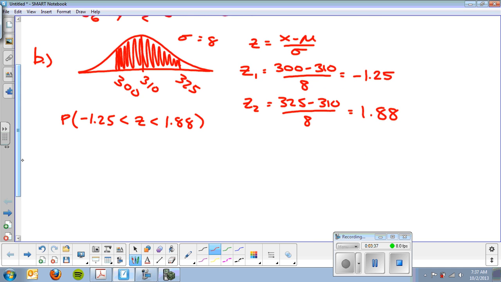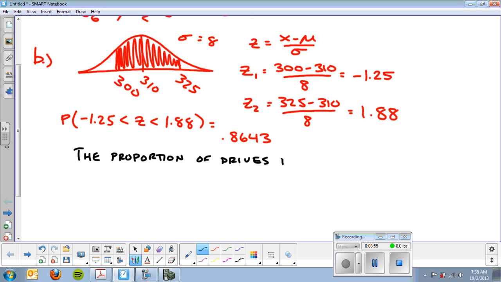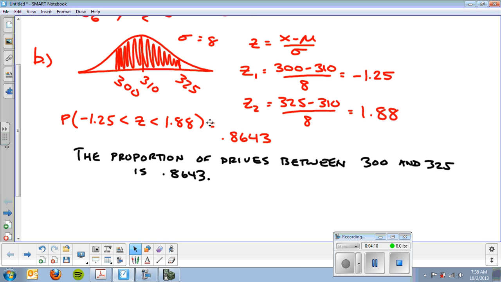And voila, there's my answer, 0.8643. And that's my answer. Now, I could take this one step further and say the proportion of drives between 300 and 325 is 0.8643.